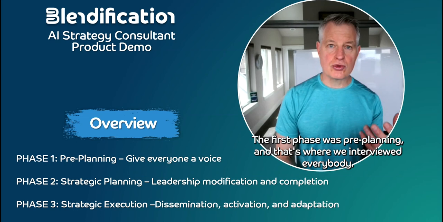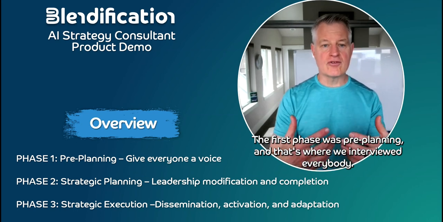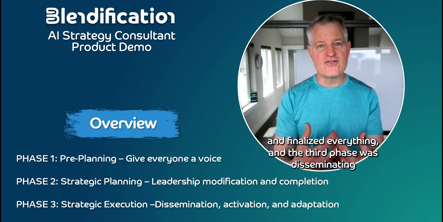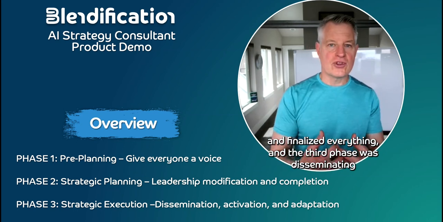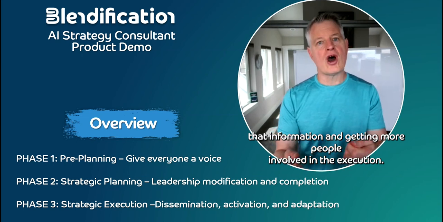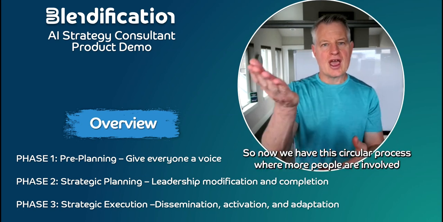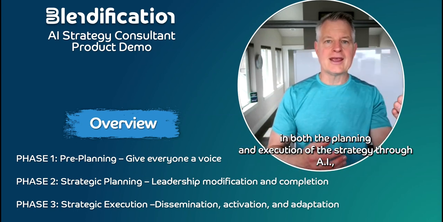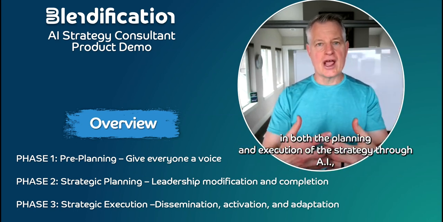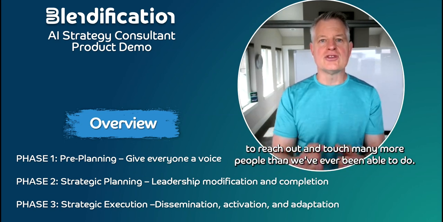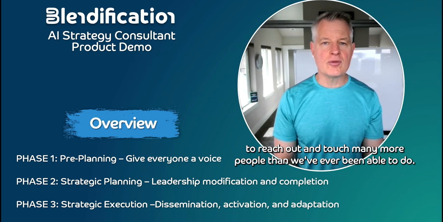The first phase was pre-planning, and that's where we interviewed everybody. The second phase was where the leadership team came together and finalized everything. And the third phase was disseminating that information and getting more people involved in the execution. So now we have this circular process where more people are involved in both the planning and execution of the strategy through AI, because it gives us the ability to reach out and touch many more people than we've ever been able to do.